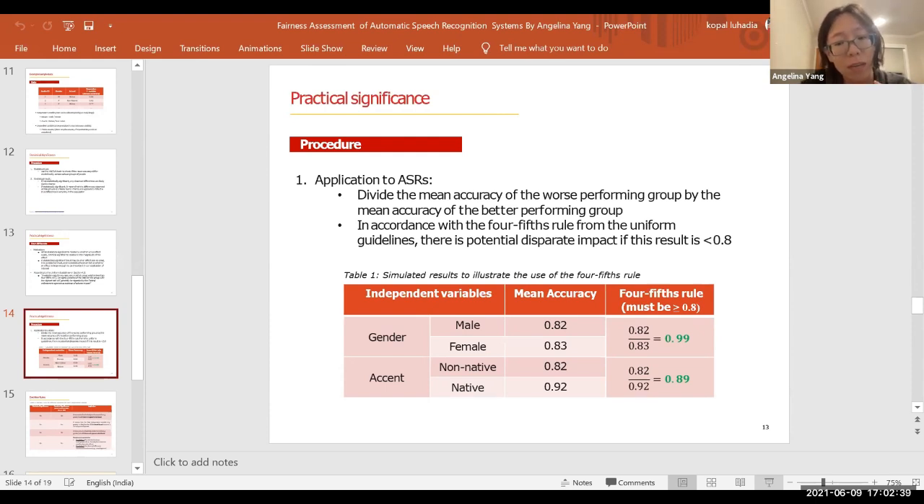So anyway, we use that idea to guide the decision on how to make a judgment on this hypothesized difference. The guideline says a selection rate for any race, sex, or ethnic group which is less than four-fifths, or 80%, of the rate for the group with the highest rate will generally be regarded by our federal enforcement agencies as evidence of adverse impact.